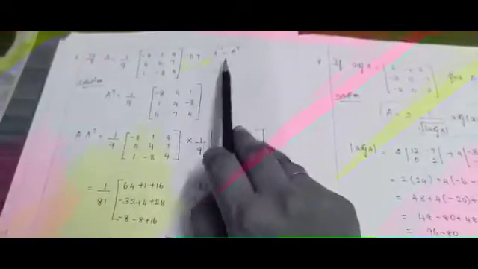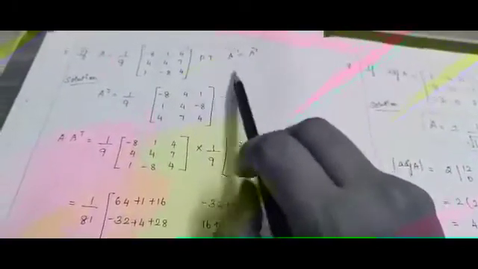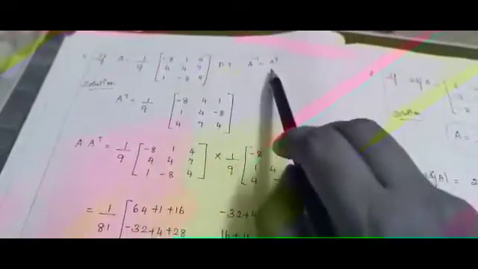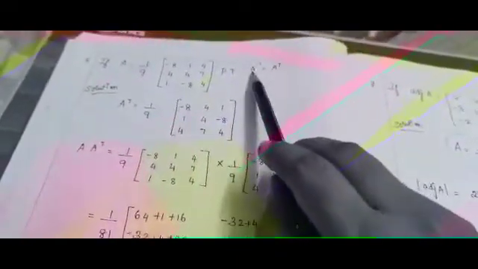This is the thing we need to find out. See, if A equal to 1 by 9 matrix minus 8, 1, 4, 4, 4, 7, 1, minus 8, 4, we need to prove that A inverse equal to A transpose.